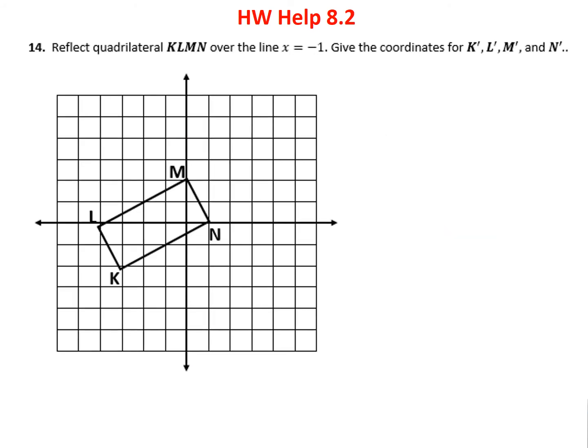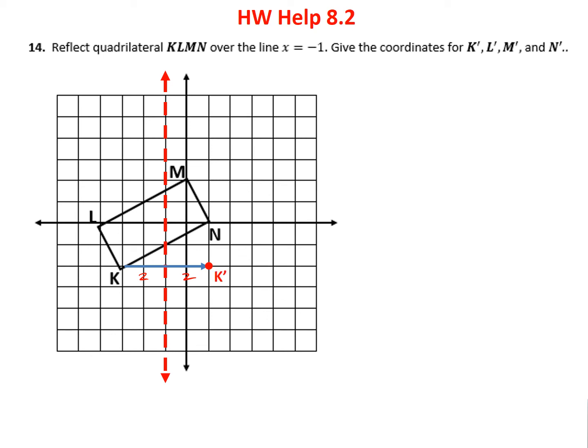Problem 14 has us reflect a quadrilateral KLMN over the x equals -1 line. And this is a little more challenging because the line actually goes right through our figure. So let's first draw the x equals -1 line. Notice again, it's going to be similar to going through the y-axis, but it's 1 over. But the same process. So let's start with K. Notice K goes over 2. So I go over 2 the other direction to get my K prime right there.